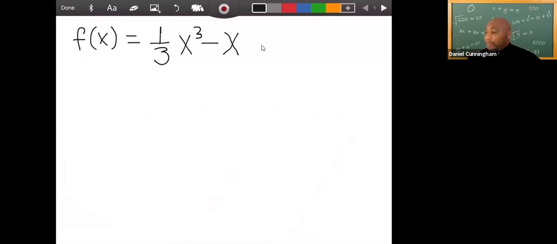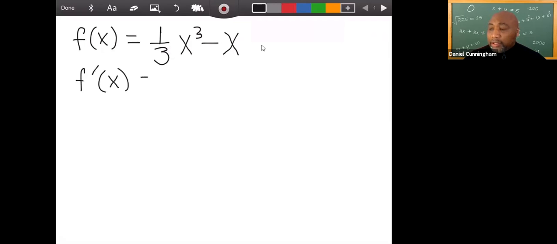So here's a function on our whiteboard, and I want to show you how to find concavity, if it's concave up or concave down, and show how to write the answer. The first thing we're going to do is find the first derivative, and then we're going to find the second derivative. To find concavity, we must find that second derivative.